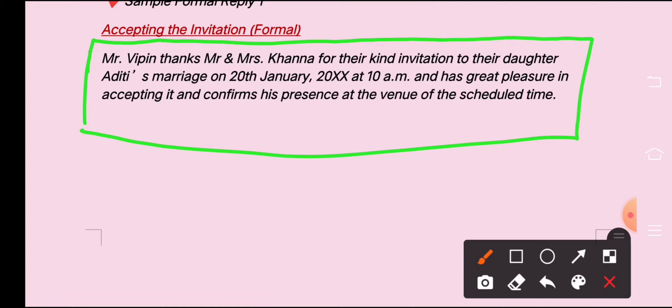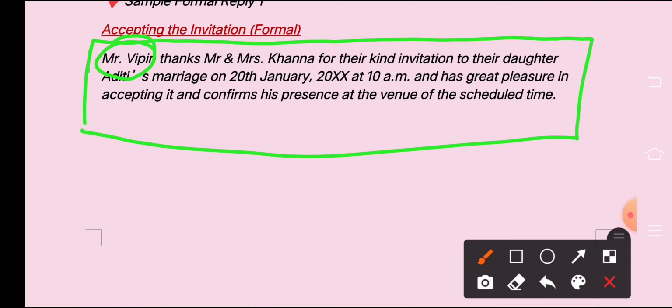Now I have told you, when we talked about the characteristics of this invitation, the first thing is what? You have to acknowledge the invitation. So that I am doing here. Mr. Vipin thanks Mr. and Mrs. Khanna for the kind invitation. So it is the acknowledgement of the invitation along with the expression of thanks, and that should be in third person. So who is Mr. Vipin here? Mr. Vipin is one of the persons who has received that marriage card for this occasion of the marriage of the daughter of Mr. and Mrs. Khanna.